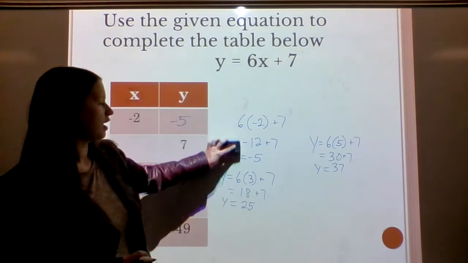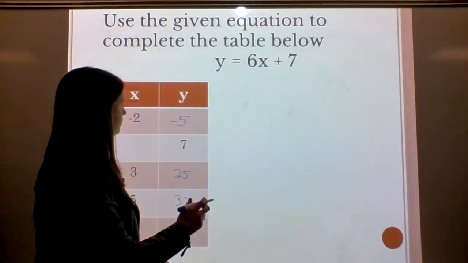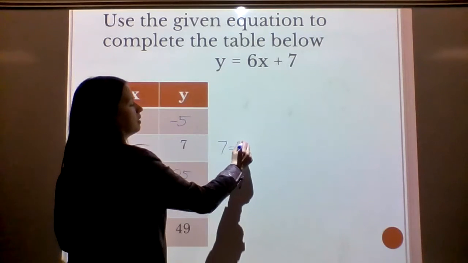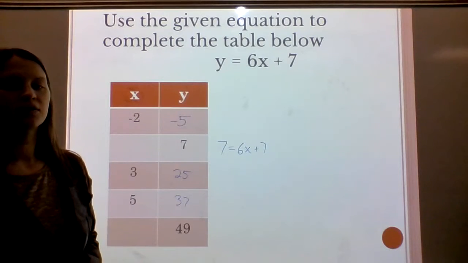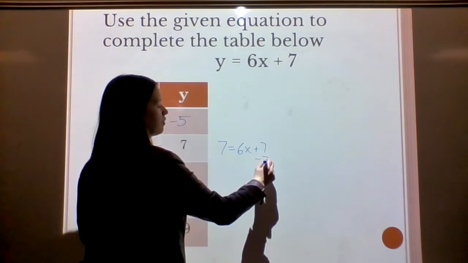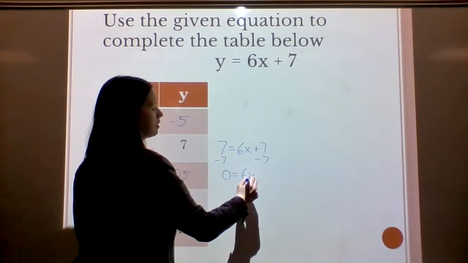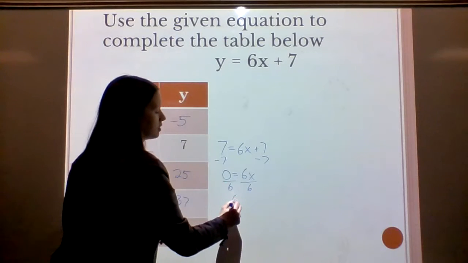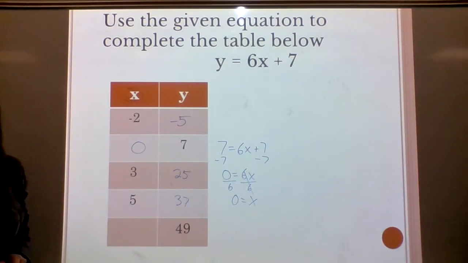Now we're going to do our x values. This is where solving equations is going to be helpful. So we now know what y equals, so we put 7 in for y in y equals 6x plus 7. We have to solve for x. So we start by subtracting 7 from both sides. So 0 equals 6x. Divide by 6. 0 divided by 6 would give us 0. So x equals 0.